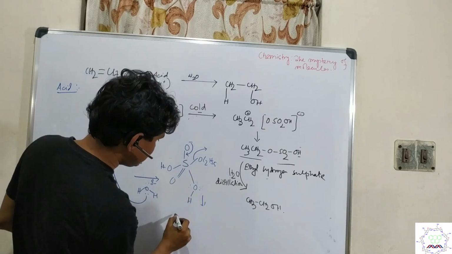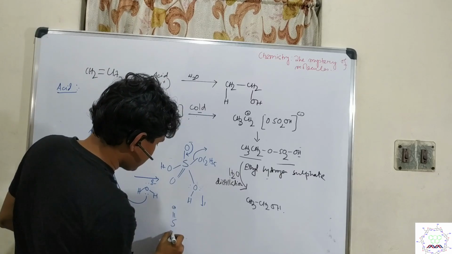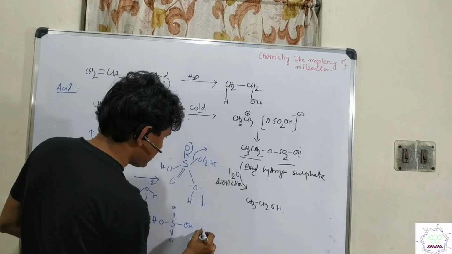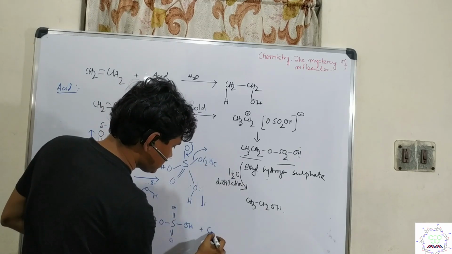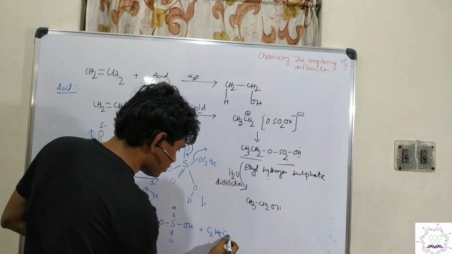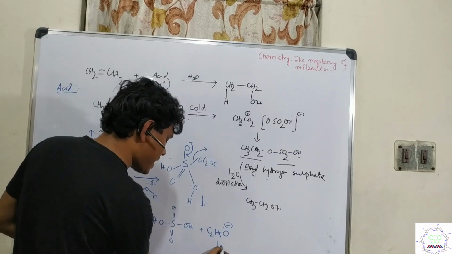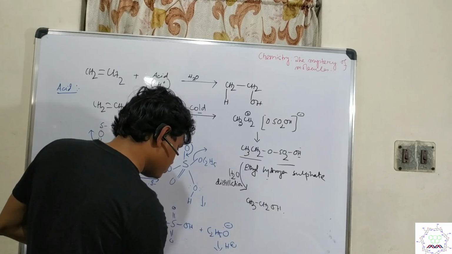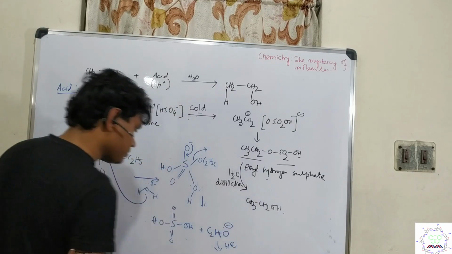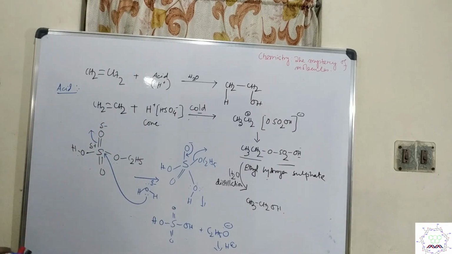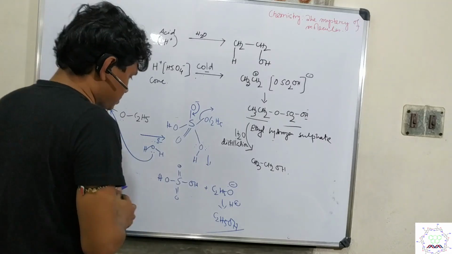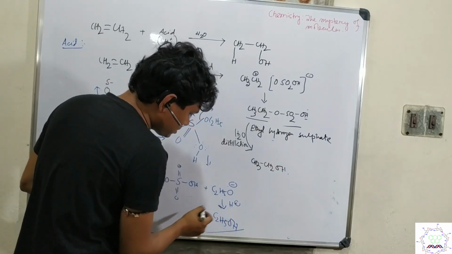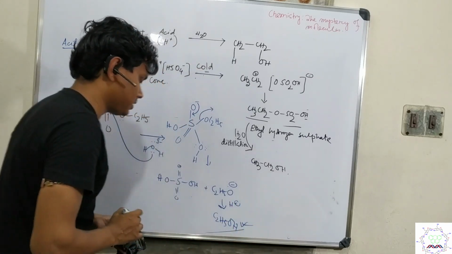So the ultimate product is double bond. You can see that the original sulfuric acid came back, and this C2H5O minus is produced, which upon reaction with proton in the reaction medium will produce C2H5OH. I guess you have understood. This produced sulfuric acid reacts with this ethoxide minus to produce this ethanol moiety. So I guess you have understood this part.